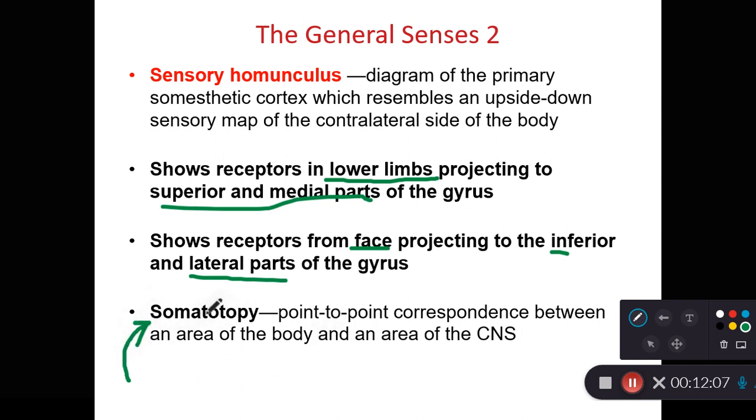Somatotopy. Yes, I did say it correctly there. That's kind of a tongue twister for me. So as we're looking at somatotopy, somatotopy is going to be the correspondence between an area in the body and an area in the central nervous system. This is a nice way of saying that we can make a homunculus.